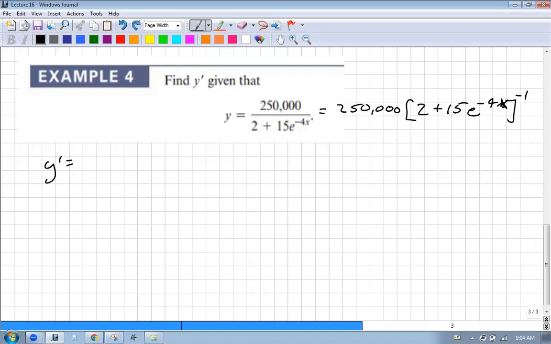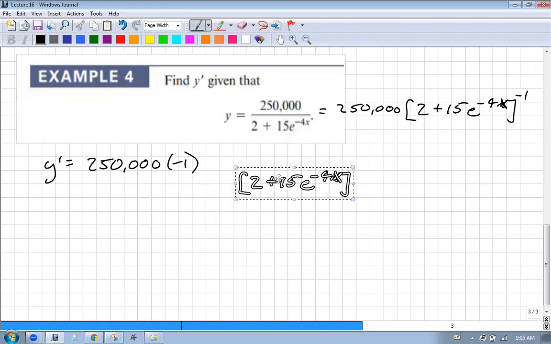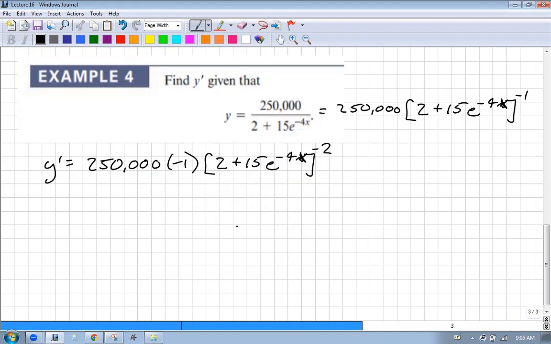Well, a number out front stays out front, right? And so for this guy, we have stuff to the minus 1. So we'll use the power rule. You multiply by the exponent, subtract 1 from the exponent. Now multiply by the derivative of the stuff inside. The derivative of 2 is 0. The derivative of this, well, we have our 15, and the derivative of e to the stuff is e to the stuff times the derivative of the stuff. So we did a power rule, boop, boop, chain rule. We multiply by the derivative of the stuff on the inside. Is this.